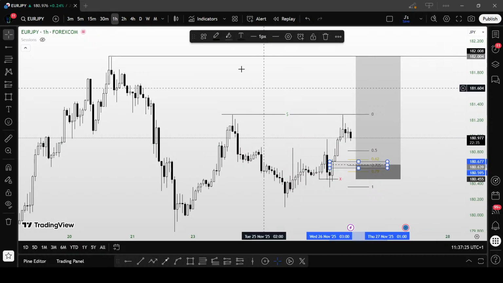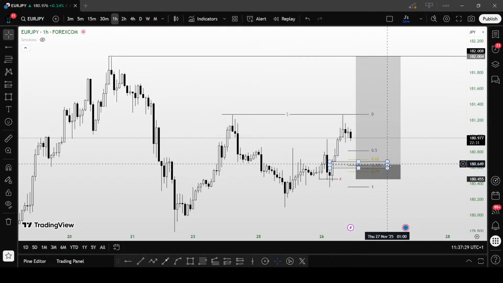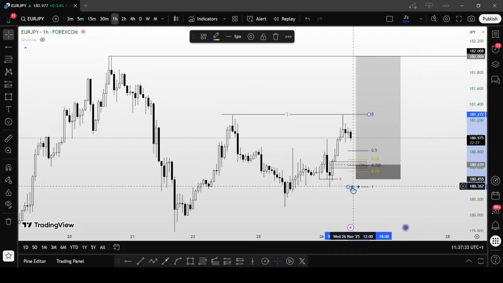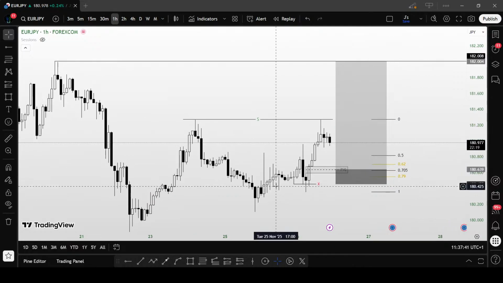Yeah, definitely I'm going to go with this one. This is a very nice setup. I like it. I like it a lot. So yeah, that's for EJ.